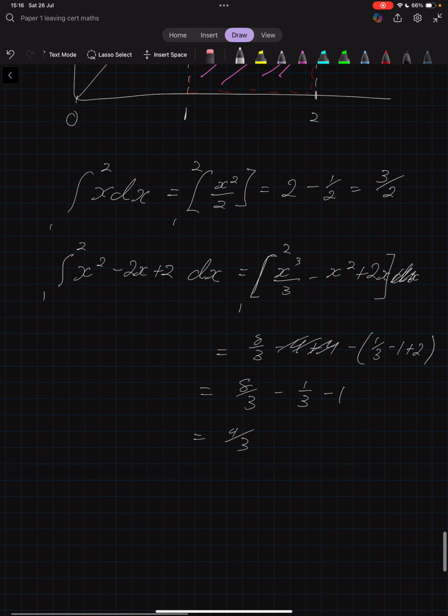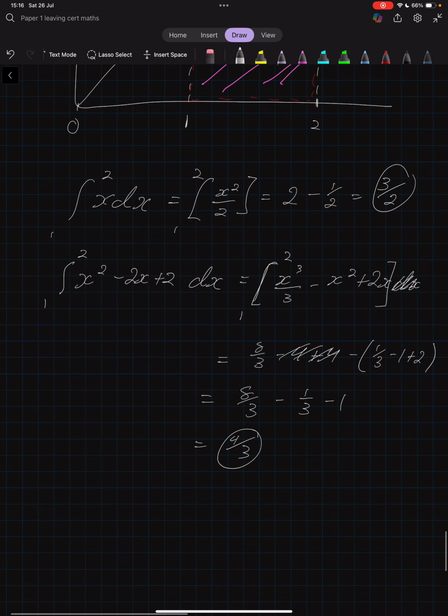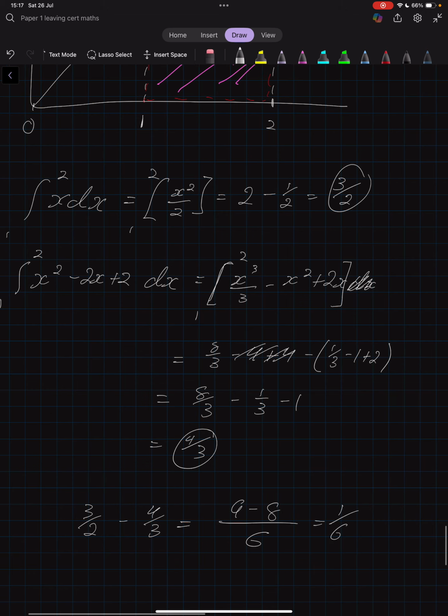And now to get the area in the middle, it's going to be the big area, which is this, minus the little area, which is this. So 3 over 2 minus 4 over 3, all over 6. That's going to be 9 minus 8, which is a sixth.